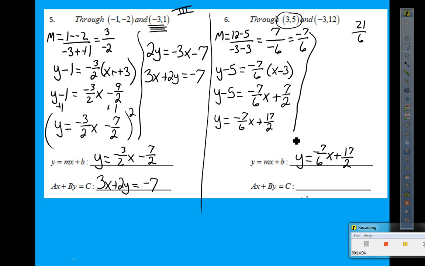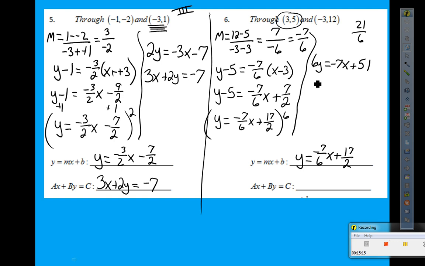Now let's work on standard form. So if you look at your denominators, I spy a 6 and I spy a 2. I need the biggest number. I need the least common multiple between the two. So 6 has to go into that number and 2. So I can't put a 2 out here because 6 doesn't go into 2. I need a 6 out there. We're going to multiply everything through by 6. So I'm going to have 6y equal, these 6's are going to cancel out, negative 7x plus 51.